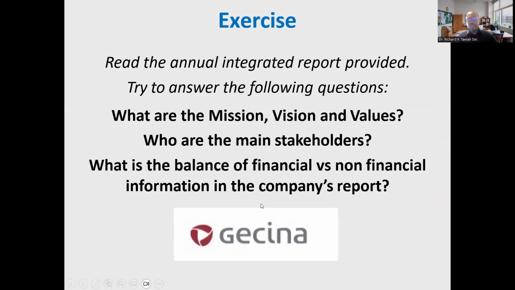All right, this is what I want you to do. Read the annual integrated report provided by Jessina on the site, or you can generate it. You can go online, go to annualreports.com and generate Jessina's annual report. And then ask yourself these questions. You'll find it clearly. You can use Control F and type in mission. It will pop up. The vision, the values. Who are their main stakeholders?